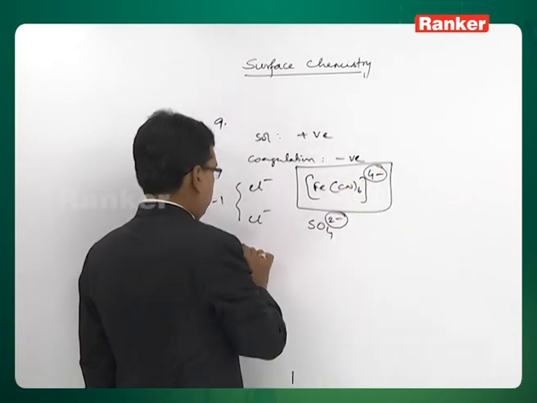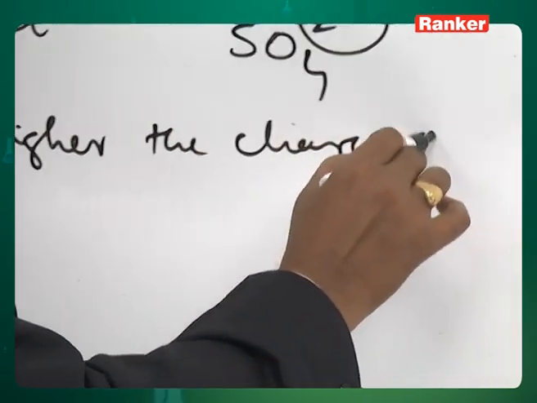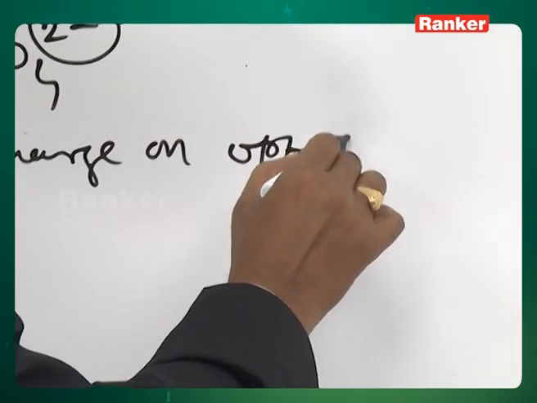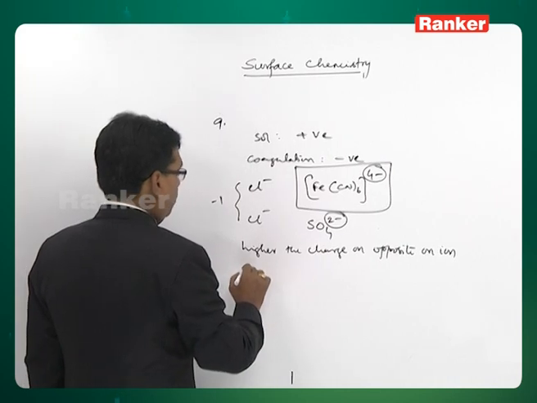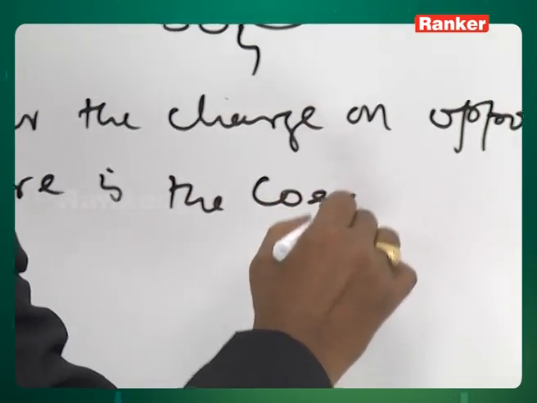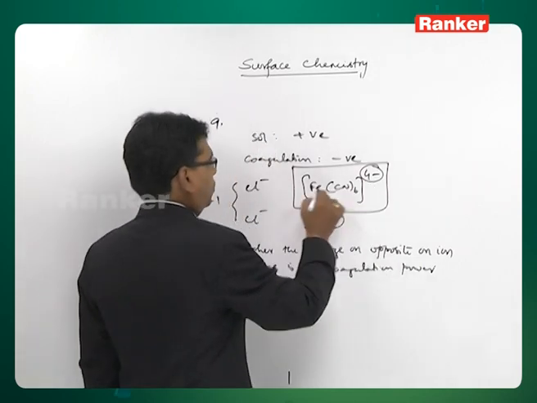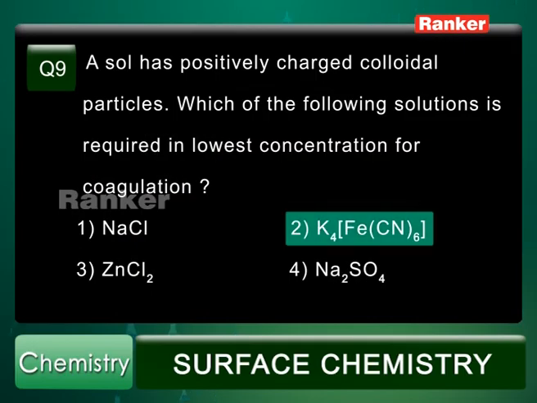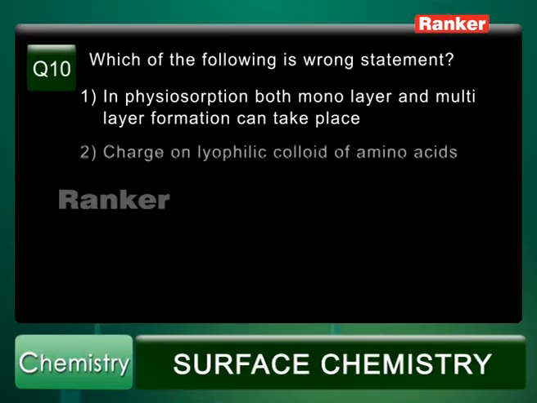The higher the charge on the opposite ion, the higher the coagulation power. Here the higher charge is for the ferrocyanide ion. So the correct answer is option 2, ferrocyanide. Now, let us move on to question number 10.